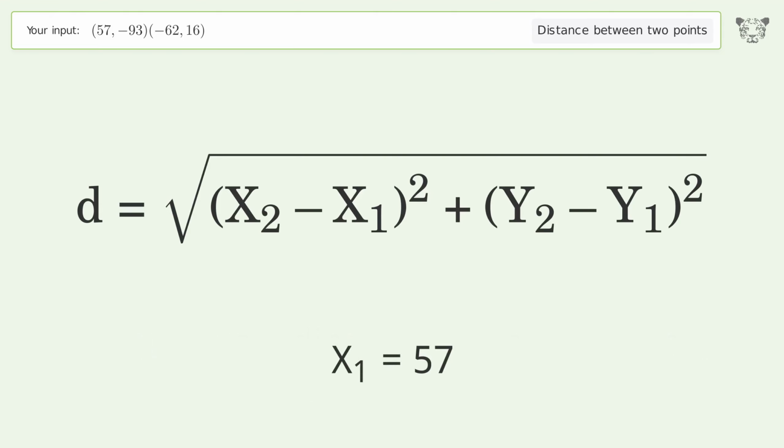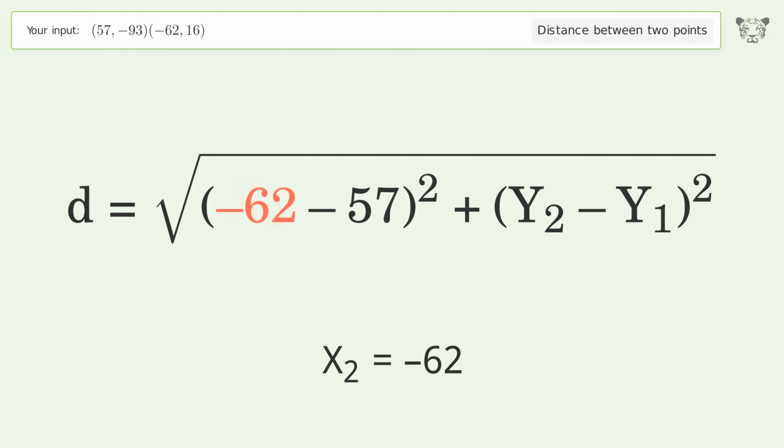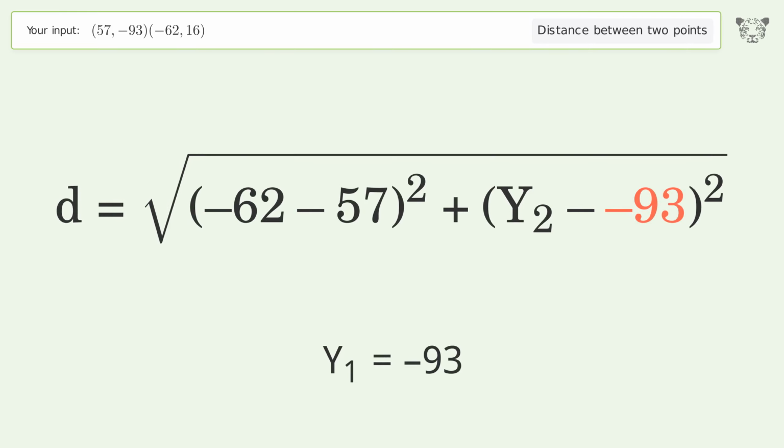x1 equals 57. x2 equals -62. y1 equals -93. y2 equals 16.